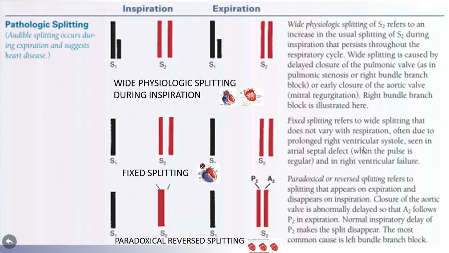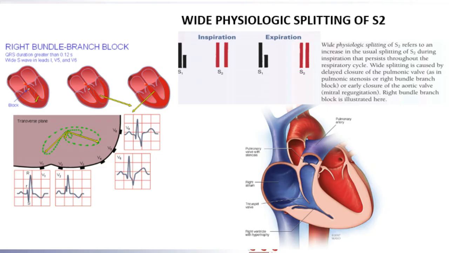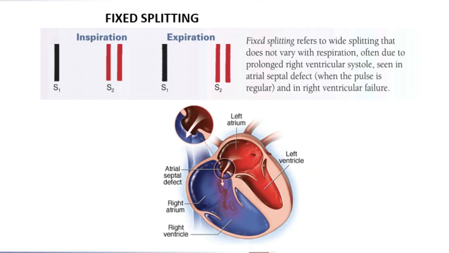And for the pathologic splitting, it can be wide or fixed. Wide splitting is due to delayed closure of the pulmonic valve, which can be present in patients with pulmonic stenosis and right bundle branch block. For fixed splitting, the number one example here is the atrial septal defect.